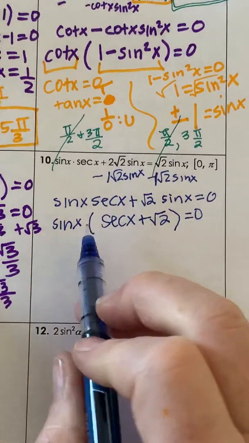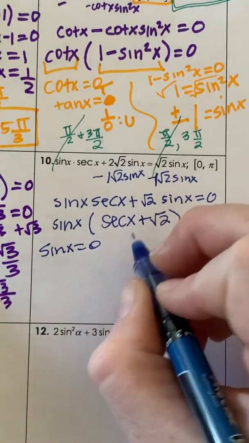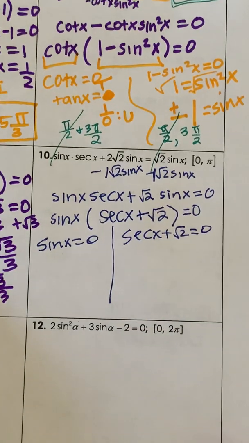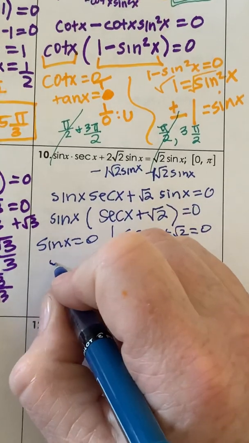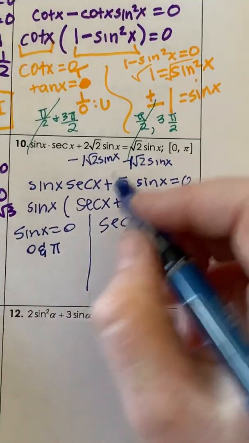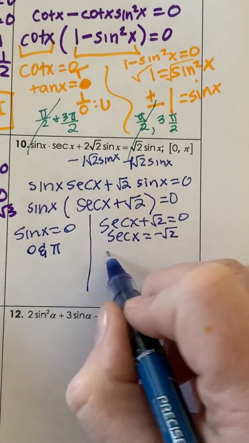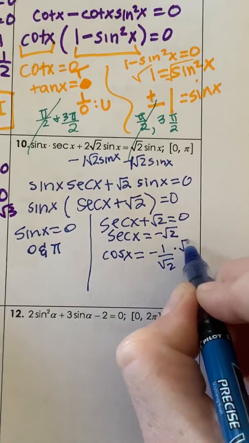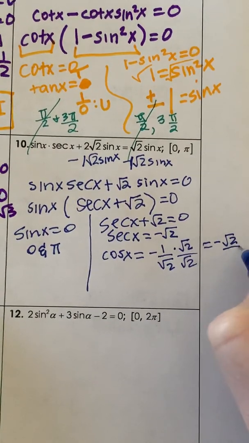Okay, so that's the greatest common factor. Now we can split up. Sine x equals 0, and secant x plus square root of 2 is 0. Sine x equals 0 at 0 and pi. Okay, and then we'll look at the next one. So we have secant x equals negative root 2. So to do cosine x, it'd be negative reciprocal, and we have to rationalize though. So this is negative root 2 over 2.